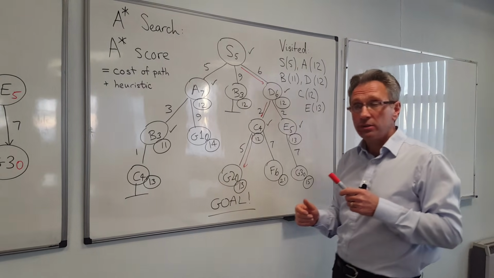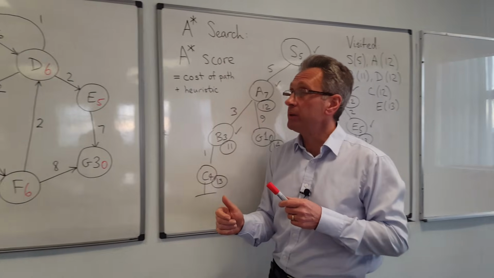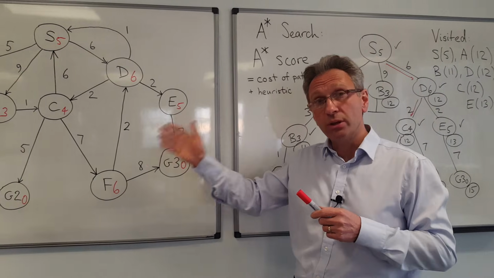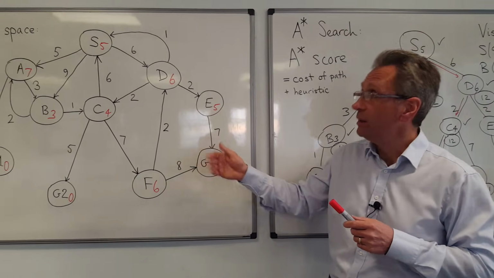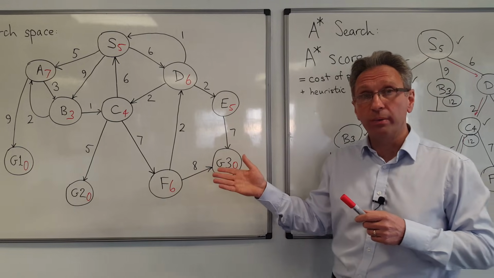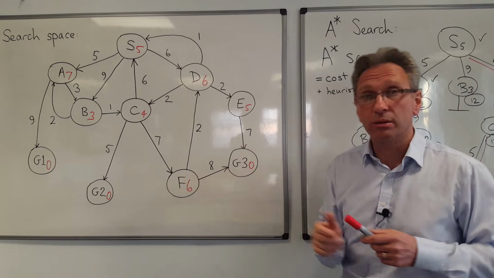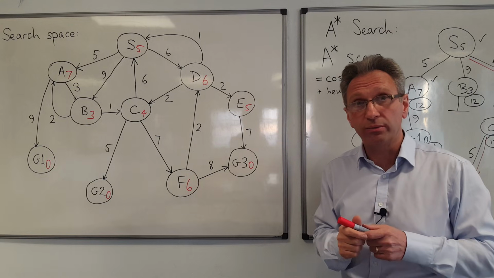So what I'm going to ask you to do for the assignment is to run the A star search again, but I'm going to give you more accurate measures for the heuristics from each of the nodes to see what difference that makes.